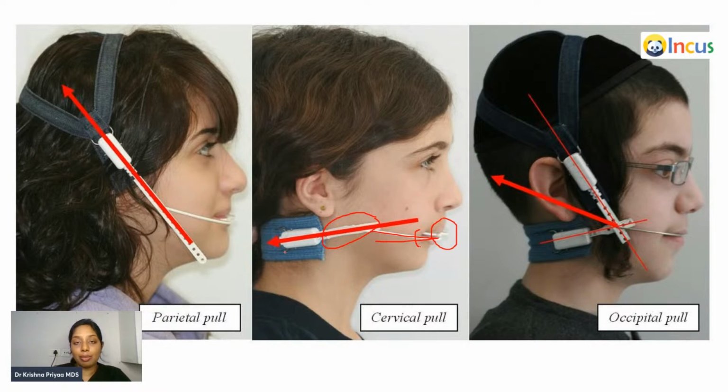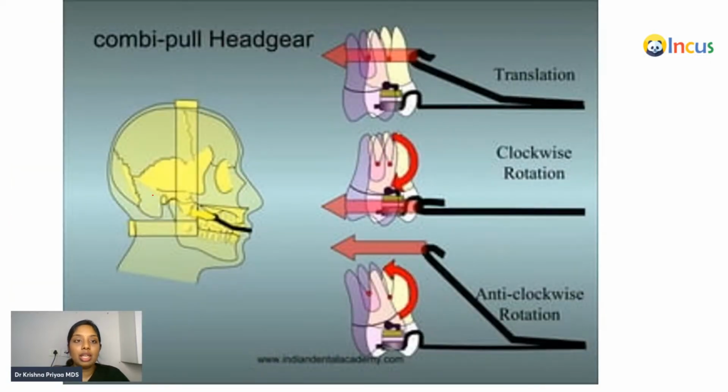Or if we feel that the patient's height is excess, so we need to intrude the maxilla, then we have to go with the direction of force which is more vertical, that is above. So if you understand this concept, then everything is a cakewalk for you. As I already mentioned, depending on the area of attachment, the headgear is classified. So this is the area wherein the inner bow is getting attached, and it is making an angle with the outer bow.